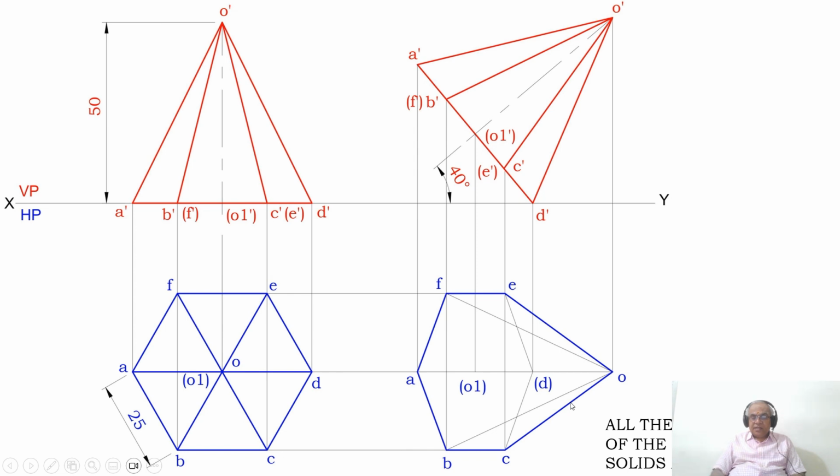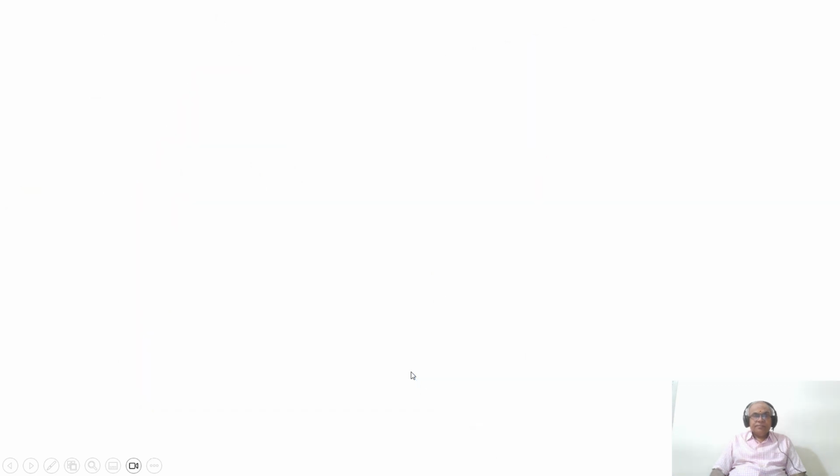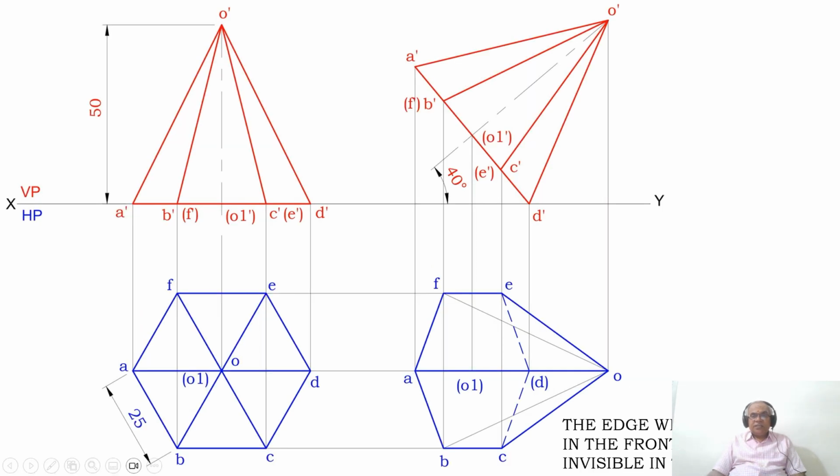Then, the edge which is nearer to the observer is visible. Which is the edge which is nearer to the observer? Where is the observer? Observer is looking from the top view. Since O dash A dash is the slant edge which is nearer to the observer, it becomes visible. So you can see O to A will be a dark line. Then the vertex which is on XY line in the front view is always invisible in the top view, which is that D. So you keep the D in bracket.